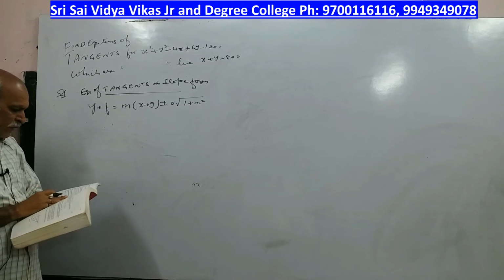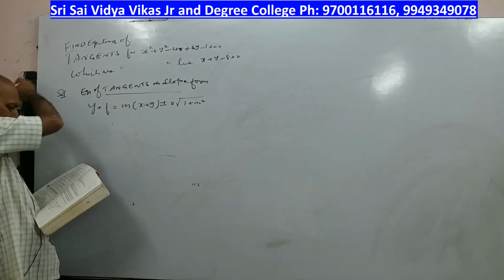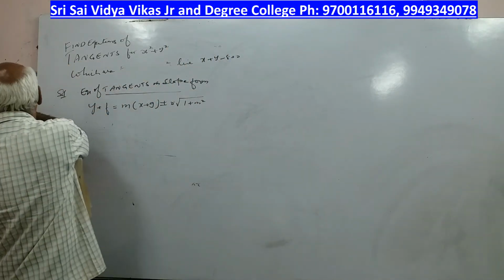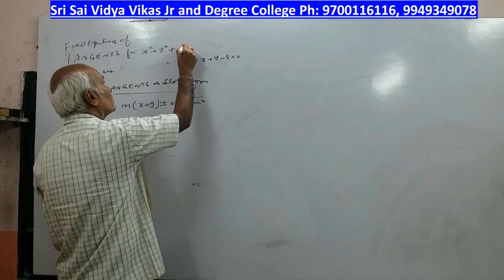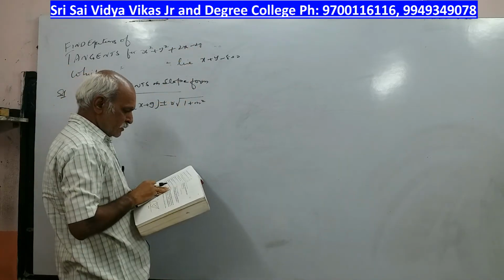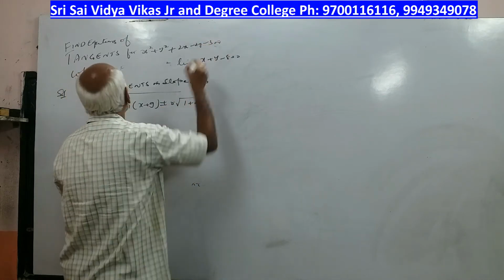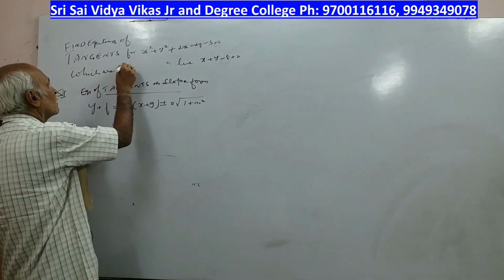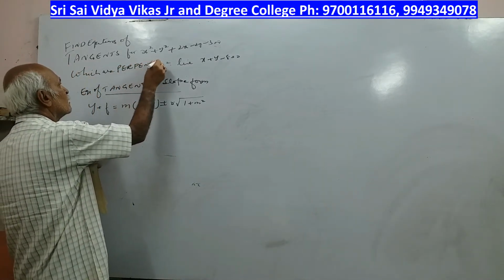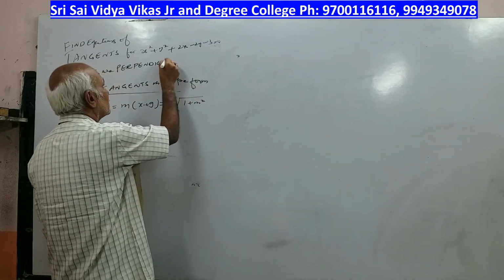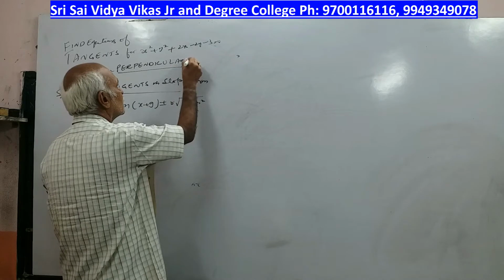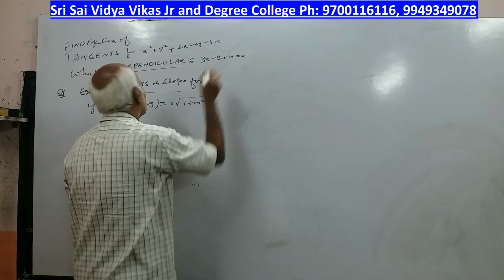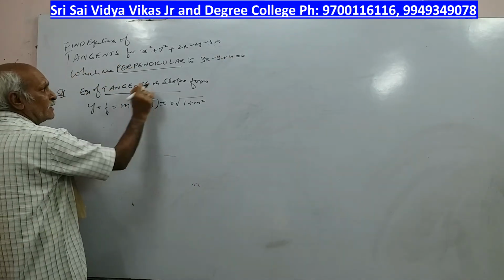Next, find the equations of tangents to the circle x square plus y square plus 2x minus 2y minus 3 is equal to 0, which are perpendicular to the line 3x minus y plus 4 is equal to 0. Again the same condition, so here we use tangents in the slope form.